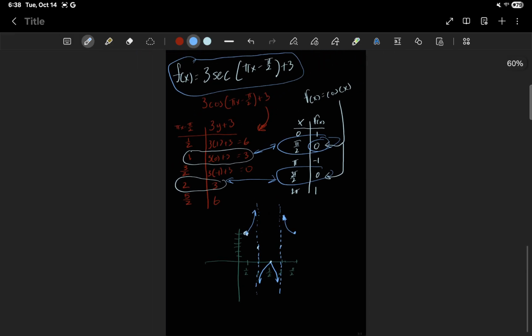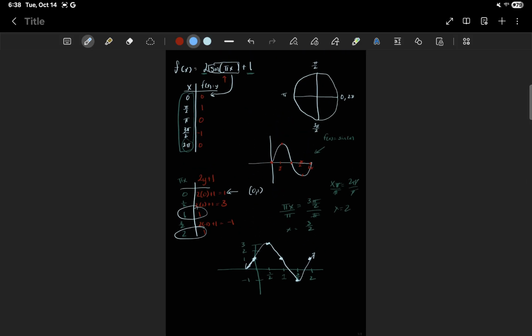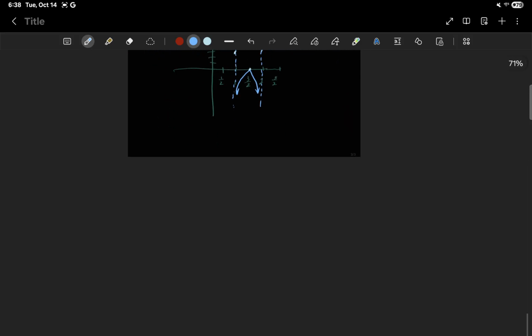Okay, so that's this one, and then let's do the same thing with the sine one. So we had 2 sine pi x plus 1. So imagine we were trying to graph 2 secant of pi x plus 1. Well, what we would do is we wouldn't worry about graphing secant. What we're really going to try to graph is 2 sine of pi x plus 1 first. I'm going to use this as a base.